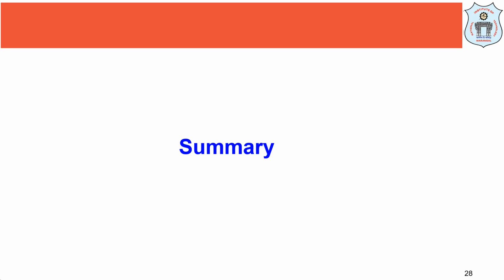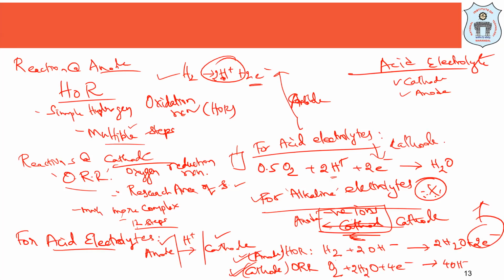I'll just summarize what we have discussed so far. In this lecture, we have discussed what Gibbs free energy is, and what the heat of formation of pure elements is. We have seen the reaction taking place at the anode and cathode when you are using acid electrolytes, and when you use alkaline electrolytes. The reaction taking place at the anode is HOR, that is hydrogen oxidation reaction. The reaction taking place at the cathode is ORR, which is oxygen reduction reaction.